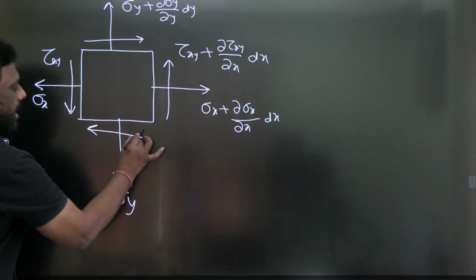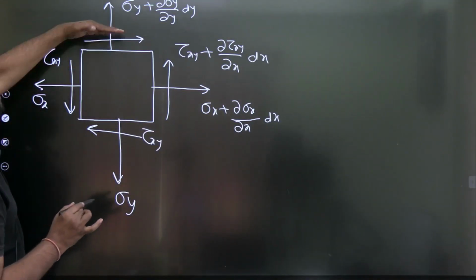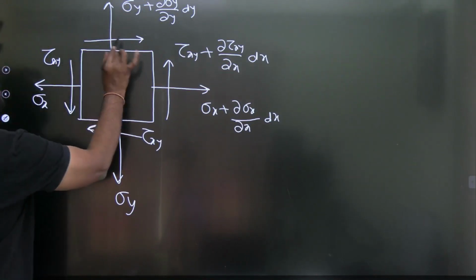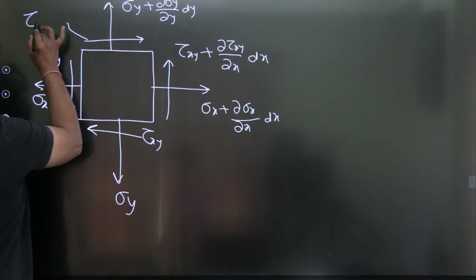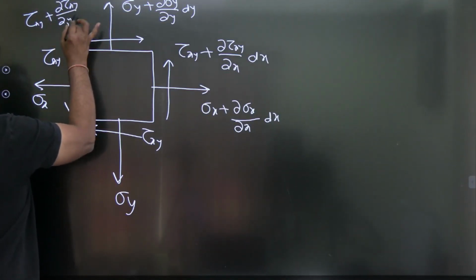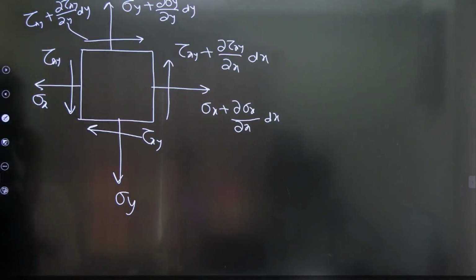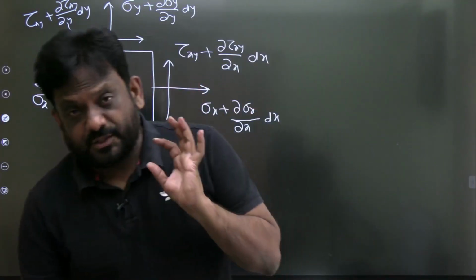So if it is tau xy here, at a distance dy, since there is no place here, this can be written as tau xy plus dou tau xy by dou y dy. Okay, these are the stresses. But clearly he said it is in equilibrium. Please understand, sirs, it is a special problem.